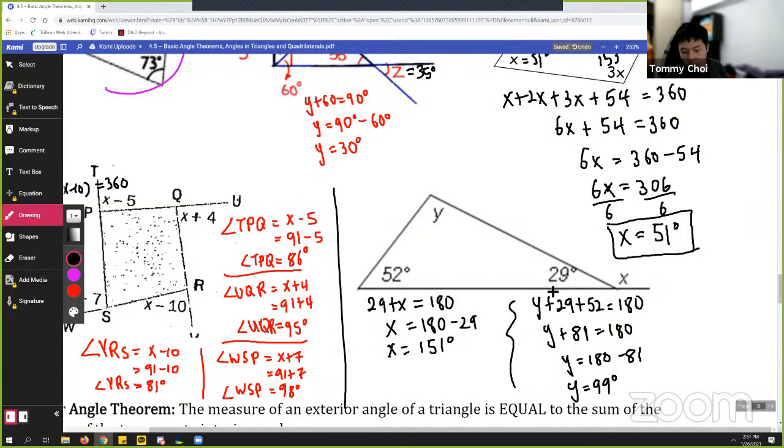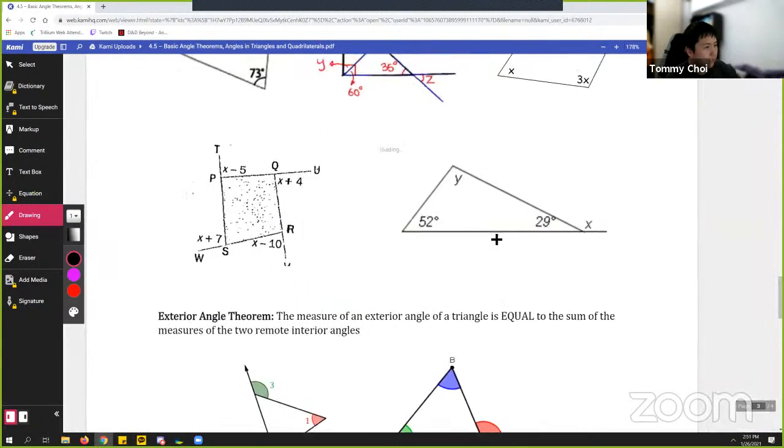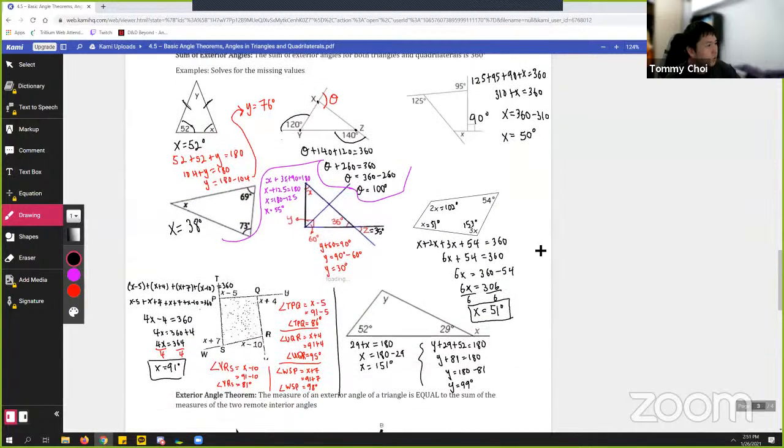Can I zoom out? Yes, I can zoom out after I'm done. So we have 99 degrees for y and 151 degrees for x. So I will zoom out now so that you can see everything as a whole. Are there any questions about this section here? It's a lot, I know it's a lot, but it's making sure you understand all of the angle theories.